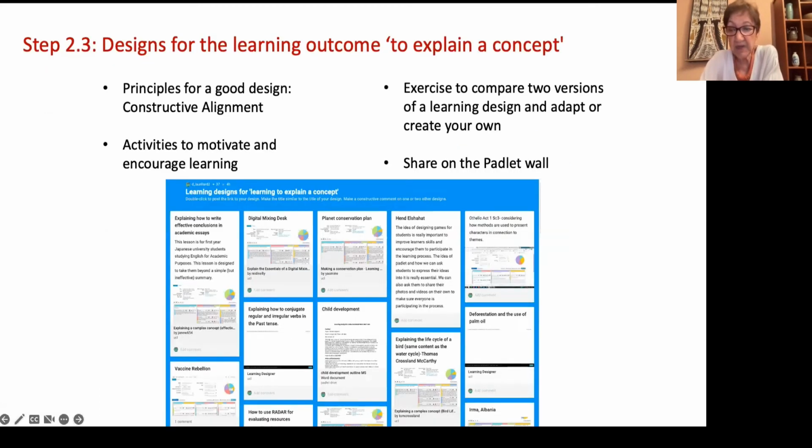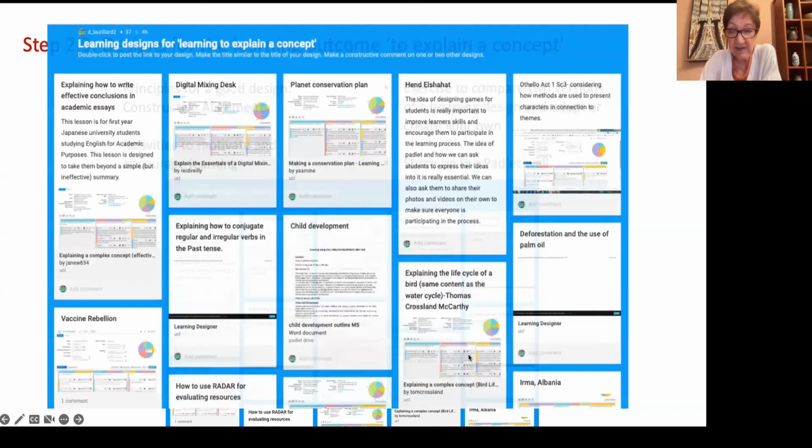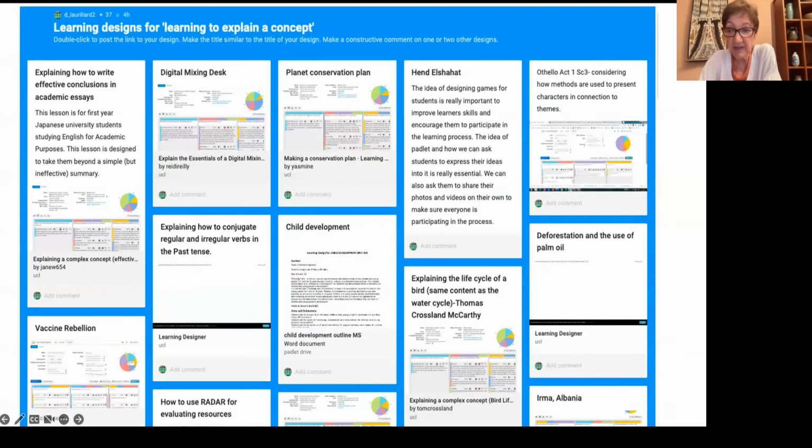Then in this step in week 2, the participants look at the principles for good design and then at a learning design which is aiming to help students learn to explain a complex concept. Now, this example they're given is a learning design about the concept in physics of the water cycle. But they have to adapt that design to their own topic or sector and share it on a Padlet wall here. And I'll expand this so you can see the range of concepts they adapt it to.